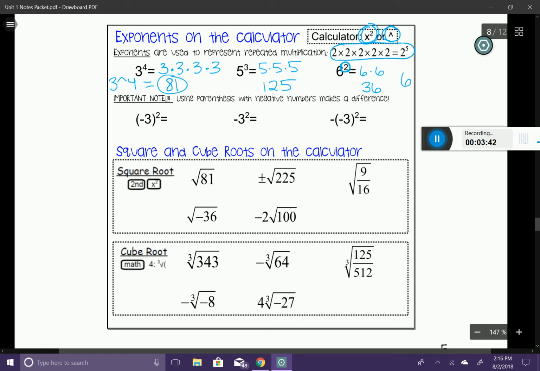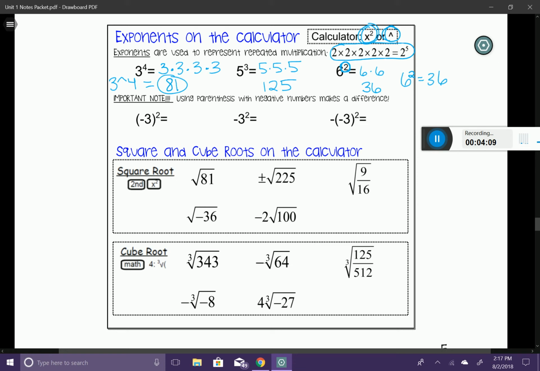And then the x squared button is basically diagonal from the 7, and it's above the button that says log. If you click that, you'll see that you get a little exponent of 2, which will give you that same answer of 36 when you press enter. So you could also do the 6 caret 2 if you like. Both of the functions work in your graphing calculator.